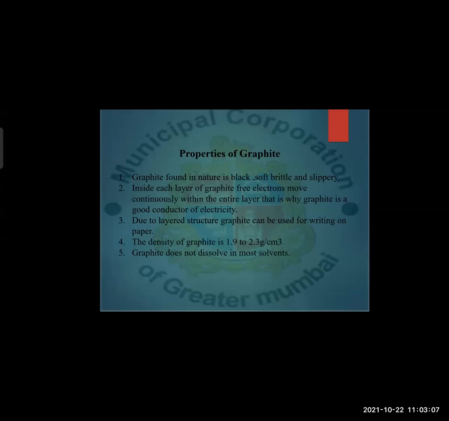Same case like diamond. Diamond also does not dissolve in most of the solvents, and I told you the reason for that. Since diamond is the hardest substance, therefore it does not dissolve in any solvent. Solvent means water, or any solution which is prepared with the help of any chemical. So that will be a solvent.